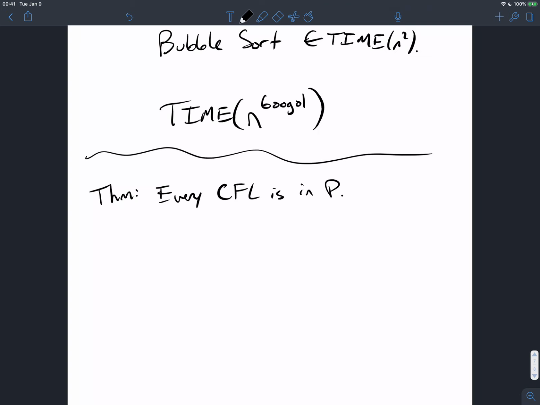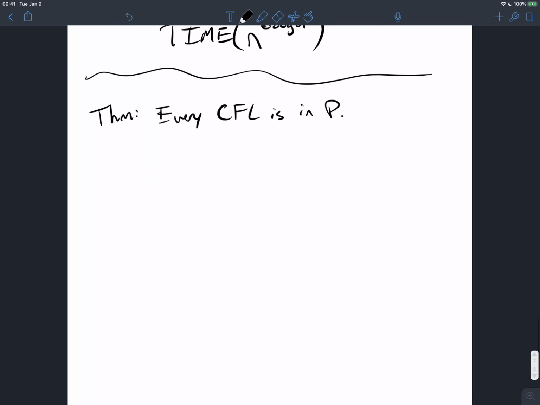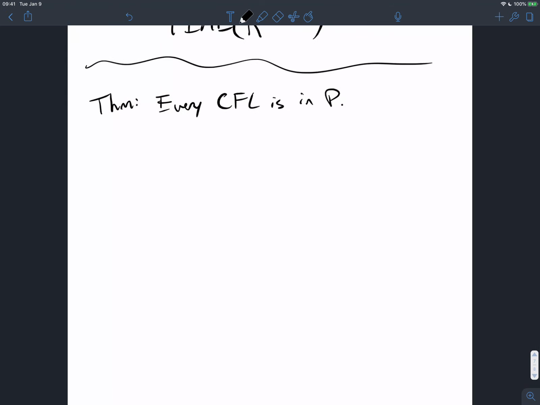Is that a polynomial time algorithm? No, because you can actually see the exponent in the runtime is not a fixed integer. It depends on the input size, and therefore it is not a polynomial time algorithm. It's actually very slow. So what do we do instead? Well, if I have a context-free language, do I have a context-free grammar for it? Yeah, of course. This is just going to be a sketch of it.